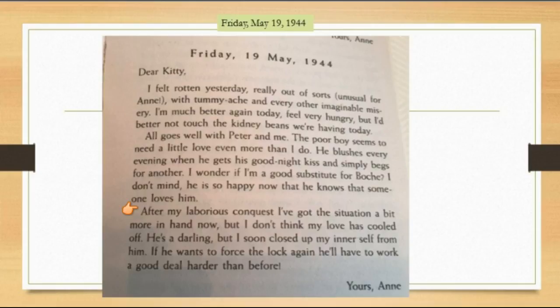After my laborious conquest, I've got the situation a bit more in hand now, but I don't think my love has cooled off. He's a darling, but I soon closed up my inner self from him. If he wants to force the lock again, he'll have to work a good deal harder than before.